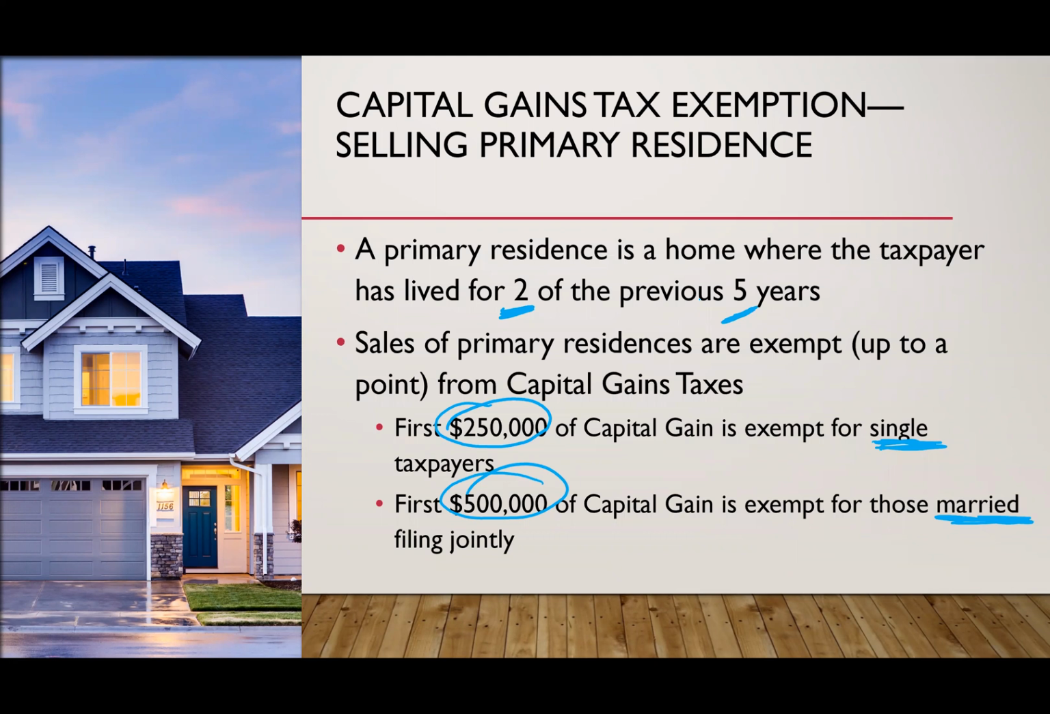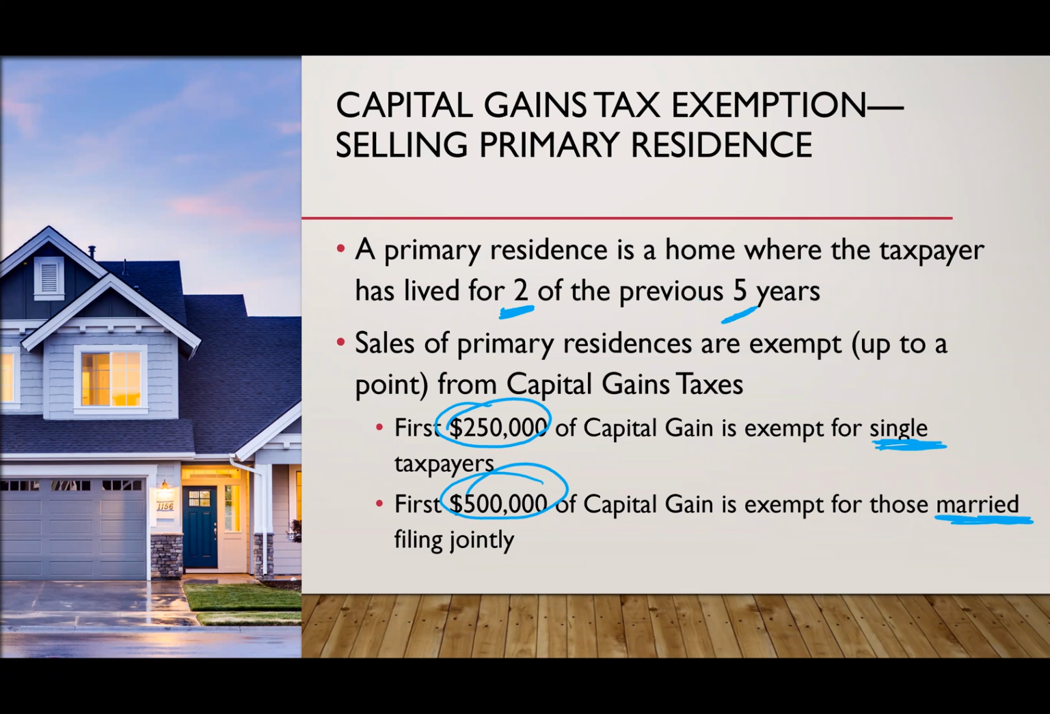I just had a question about the first 250. Does that mean that if you make $250,000 as capital gain, you will get taxed? No, that means if you make more than 250 as a capital gain, you would be taxed on the amount above 250, as a single person. If you had a capital gain of more than 500 as a married couple, you would be taxed on the amount above 500. So the first up to $250,000 in gain is tax free, but after that you pay capital gains tax.